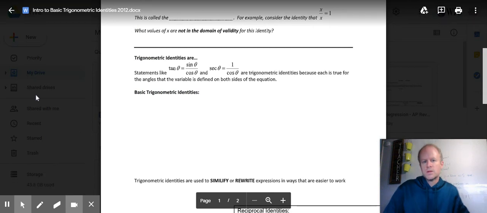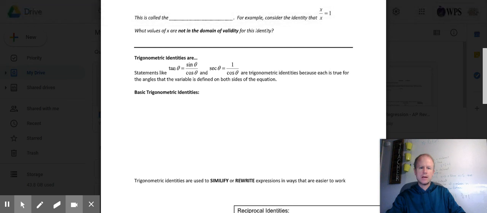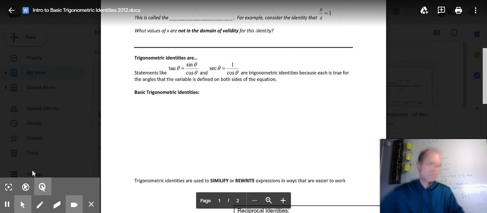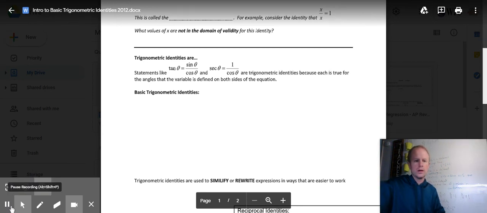All right, so statements like tan of theta is equal to sine of theta over cosine of theta, or secant of theta is 1 over cosine of theta, are examples of some basic trig identities. So we're going to work through these, and first we're going to write some of these identities down. Where it says basic trig identities, first I want you to write down what are called the reciprocal identities.